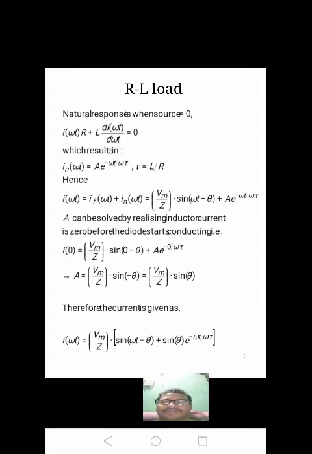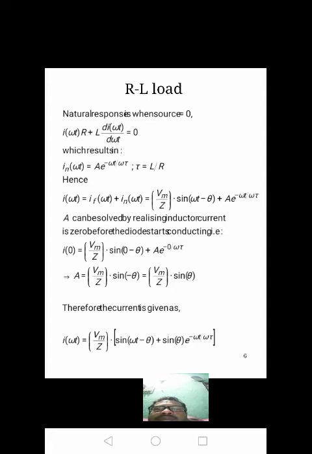Vm by Z into sin of omega t minus theta plus A into e power minus omega t by omega tau. A can be solved by realizing the inductor current. The inductor current is 0 before the diode starts conducting. That is, before the diode starts conducting, it is the initial condition.